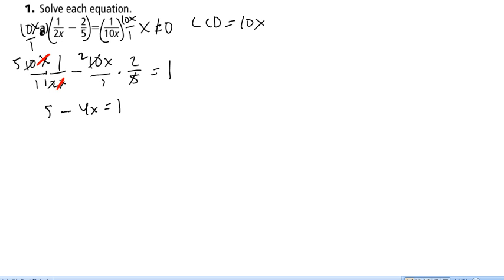And now we're back to questions we're used to seeing. Subtract 5 from both sides, we get negative 4x equals negative 4. Divide both sides by negative 4, x equals 1.